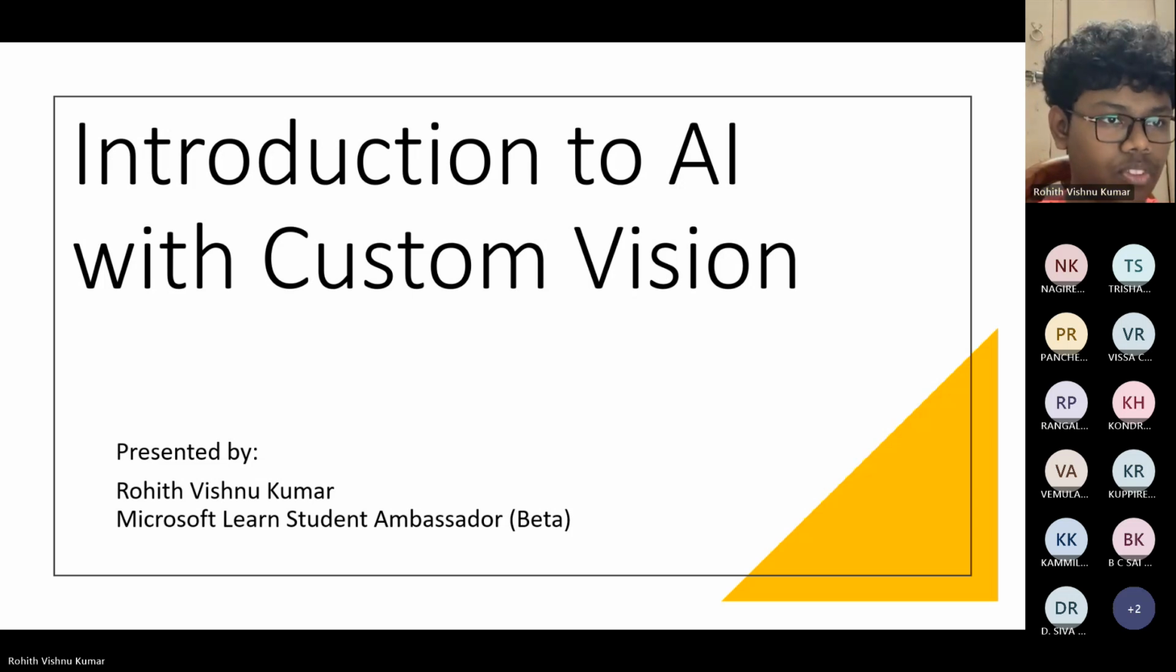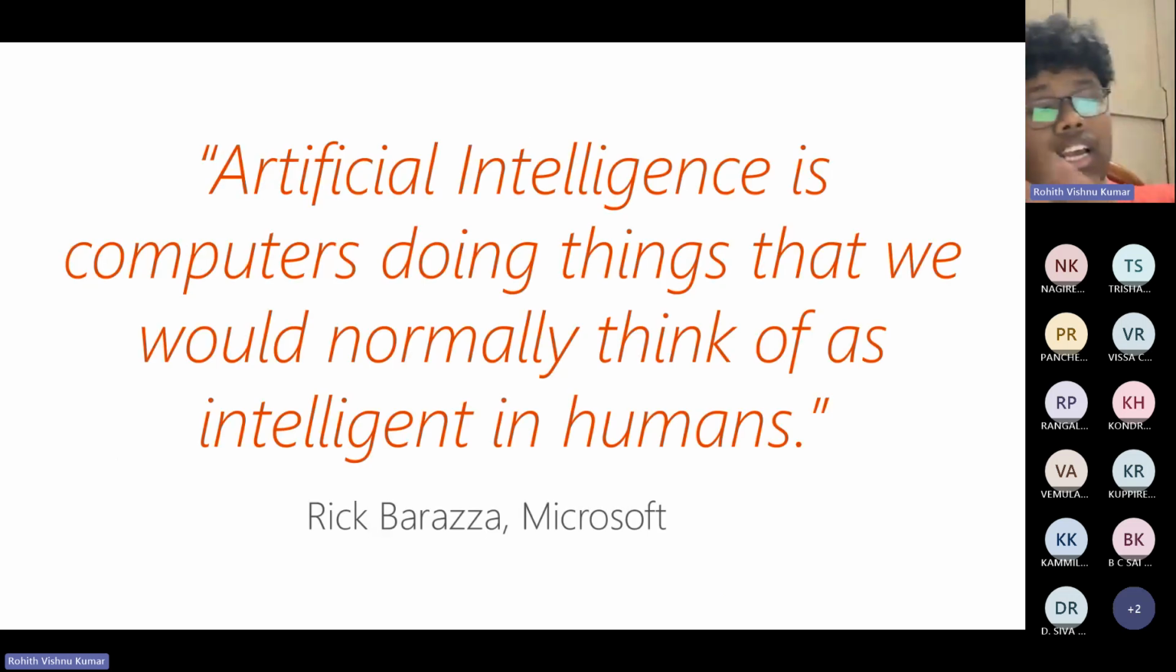So I'll just brief about what exactly is AI according to Rick Barza, who is a Microsoft employee. Artificial intelligence is computers doing things that we would normally think of as intelligent in humans. Seems a bit confusing, but in simple words, AI is a cognitive ability of the humans given to the computers.